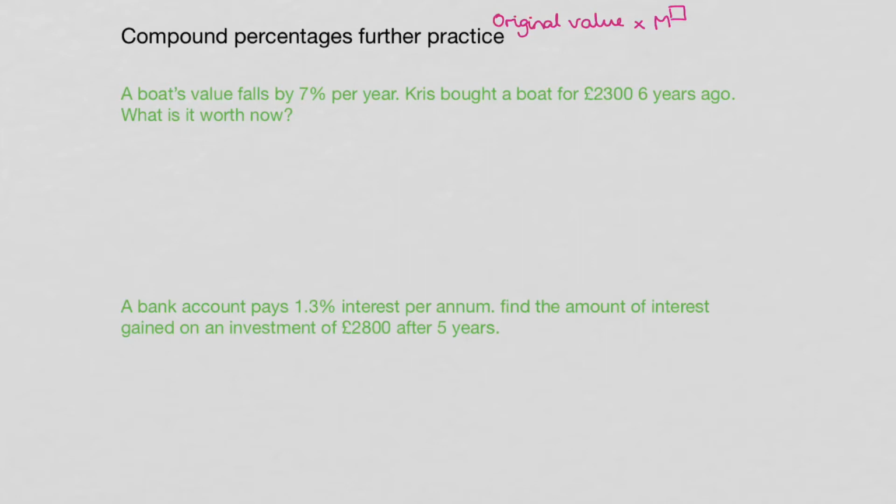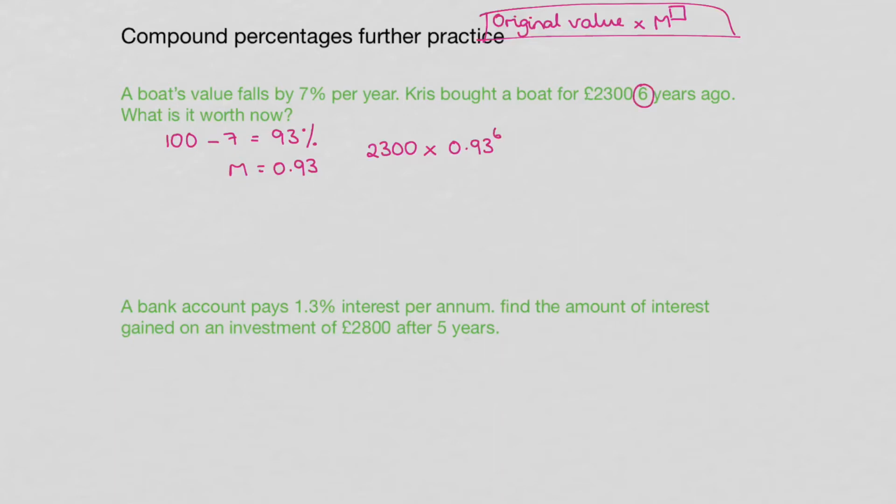What's it worth now? Okay, so we need to find our multiplier first. So we're always starting off with 100%, and the value falls by 7%. So that means that we've got 93% of the previous year's value. Okay, then we need to change that into a decimal, so we divide by 100. And all we need to do now is what we've got here. So our original value is £2,300, times by the multiplier, which is 0.93, and the power is 6, because that reduction of 7% has happened 6 times in a row.